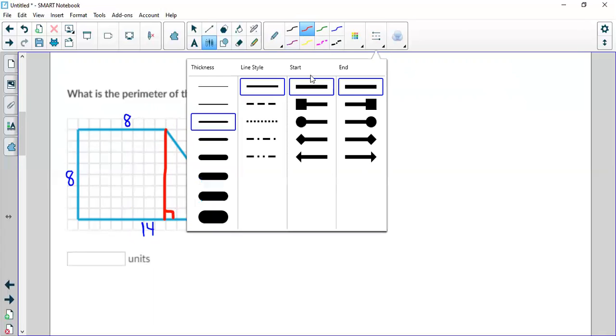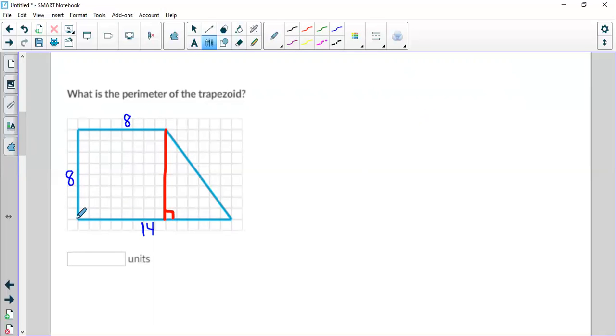And now how big are these lines? Well, if this line out here is 8, then this line I just drew is also 8. And this isn't 14, the whole bottom's 14, but this is 1, 2, 3, 4, 5, 6. This is 6 units long. And now I've got myself a leg, and I have to find the hypotenuse.